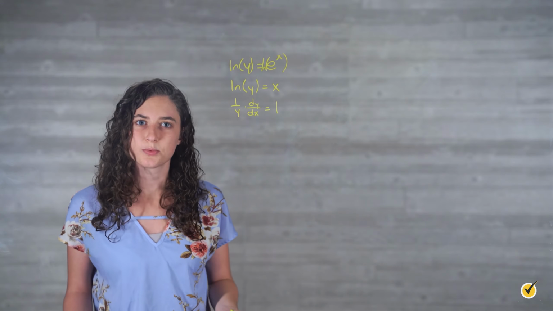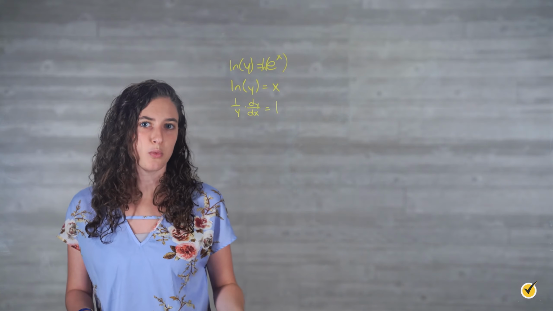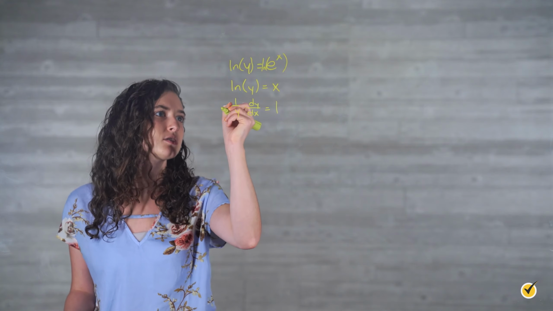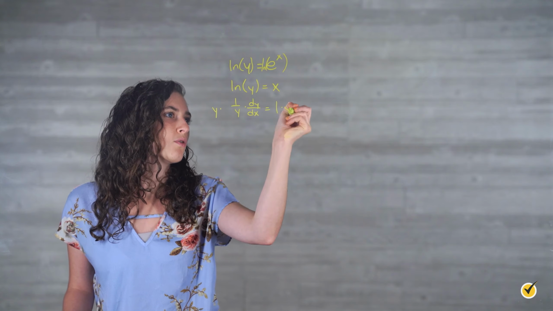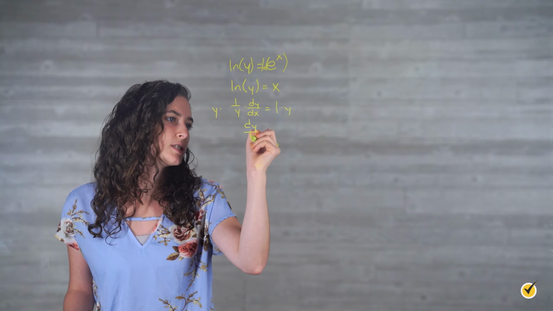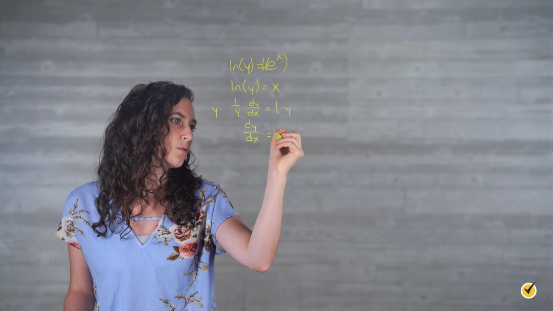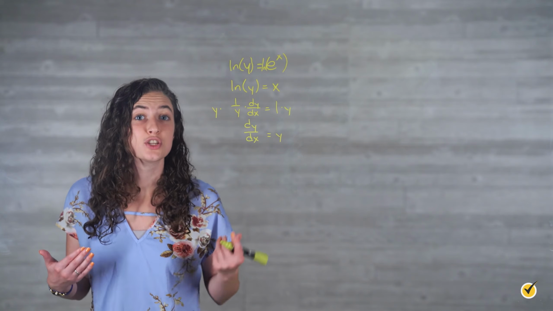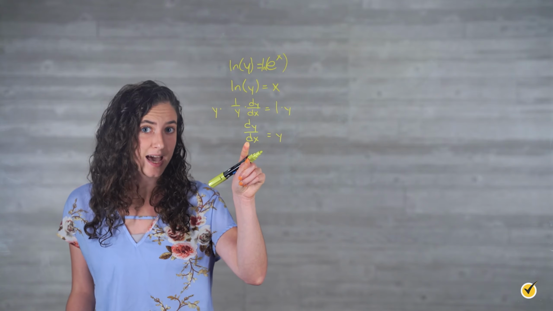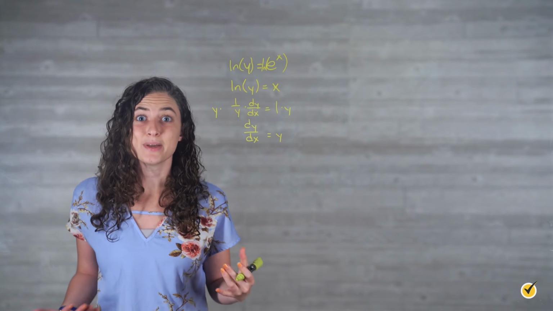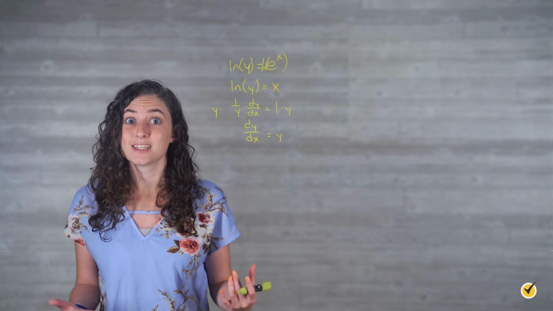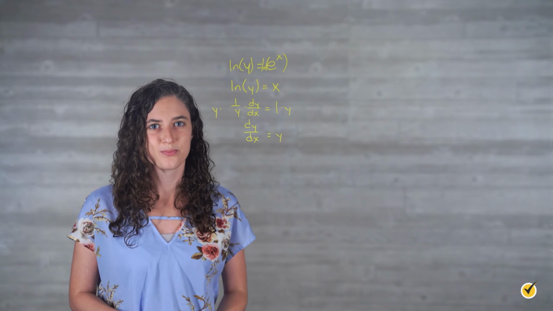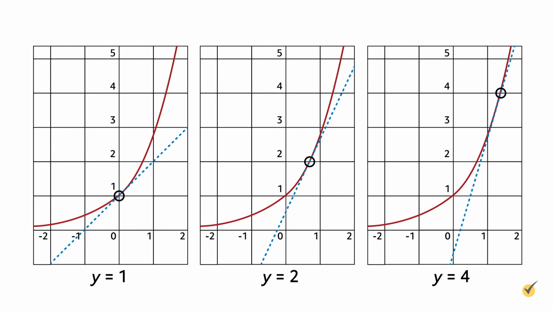To simplify this expression, multiply both sides by y. This will eliminate the fraction on the left and leave us with dy over dx is equal to y. We now have that the derivative of y with respect to x is y. That means that y equals e to the x does in fact have the special property of being its own derivative. We can also observe this fact graphically.